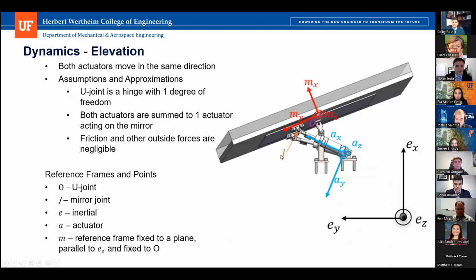We did a dynamics analysis to see what our controller needs to look like. So this is specifically for the elevation controller, where both actuators will move in the same direction, so they can be assumed to sum to one actuator. The U-joint is assumed to have 1 degree of freedom, so acting almost like a hinge. And the friction and other forces are negligible, or at least not counted for this analysis.